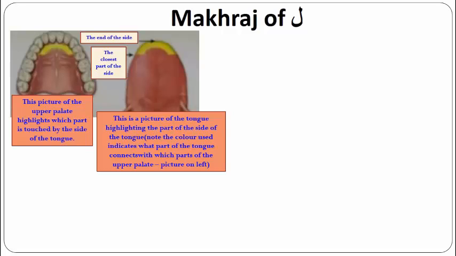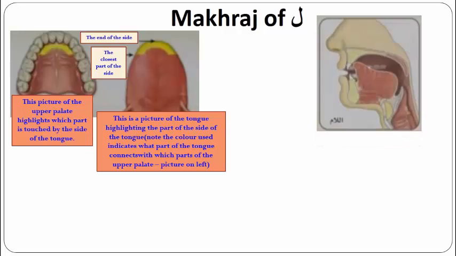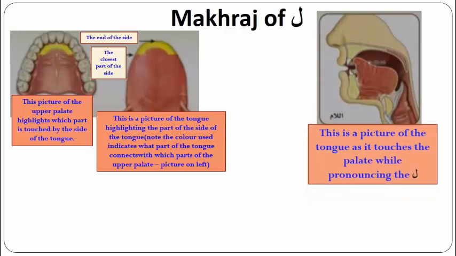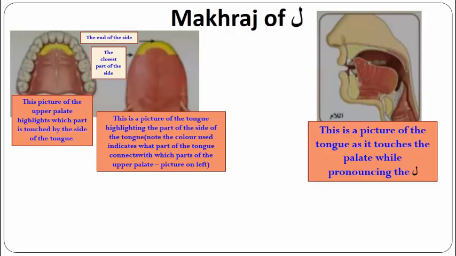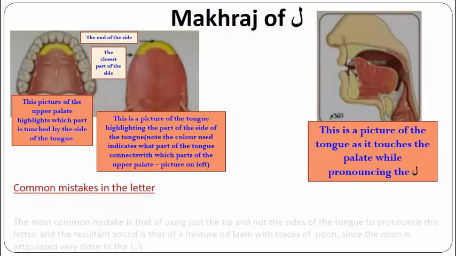So the top yellow area, which is the closest part of the side to the end of the side, which is at the tip of the tongue, right, on both sides, touches those parts that connect with the gum of those 8 teeth in the front, inshallah. This is the lam. How it's pronounced is a picture of the tongue as it touches the palate while pronouncing the lam, inshallah. So let us consider some of the common mistakes in this letter.